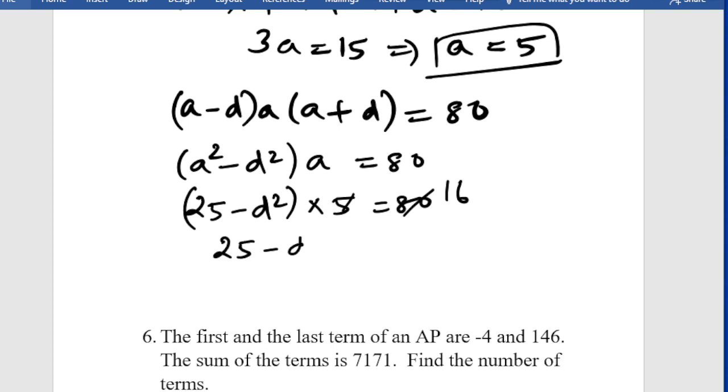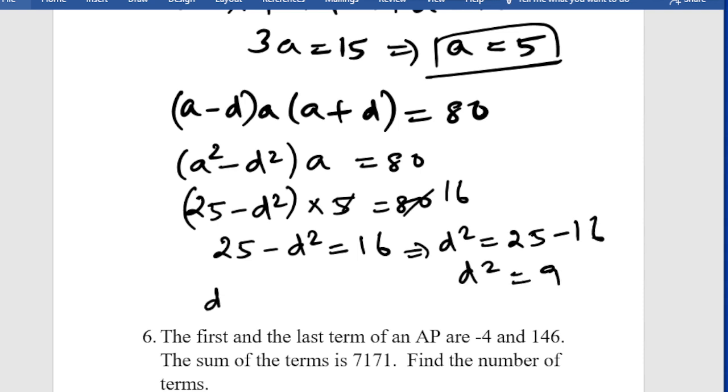25 minus d square equal to 16. So from this, d square equal to 25 minus 16. D square is 9. So d is plus or minus 3. So we got a and d. Now we can find the integers. What are the integers?